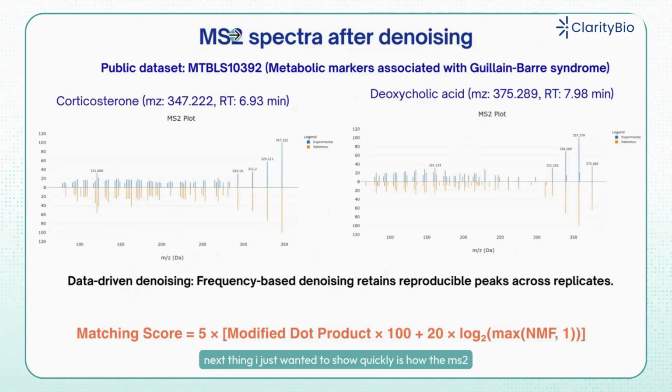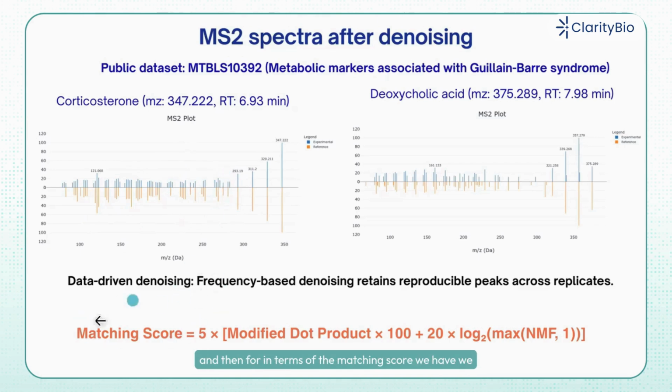The next thing I just wanted to show quickly is how the MS2 spectra look. So MS2 spectra also have noise, but we have a separate denoising algorithm for the MS2 spectra. And then after denoising, the MS2 spectra look really clean, and that not only looks pleasing to the eye, but also improves your accuracy of annotation.